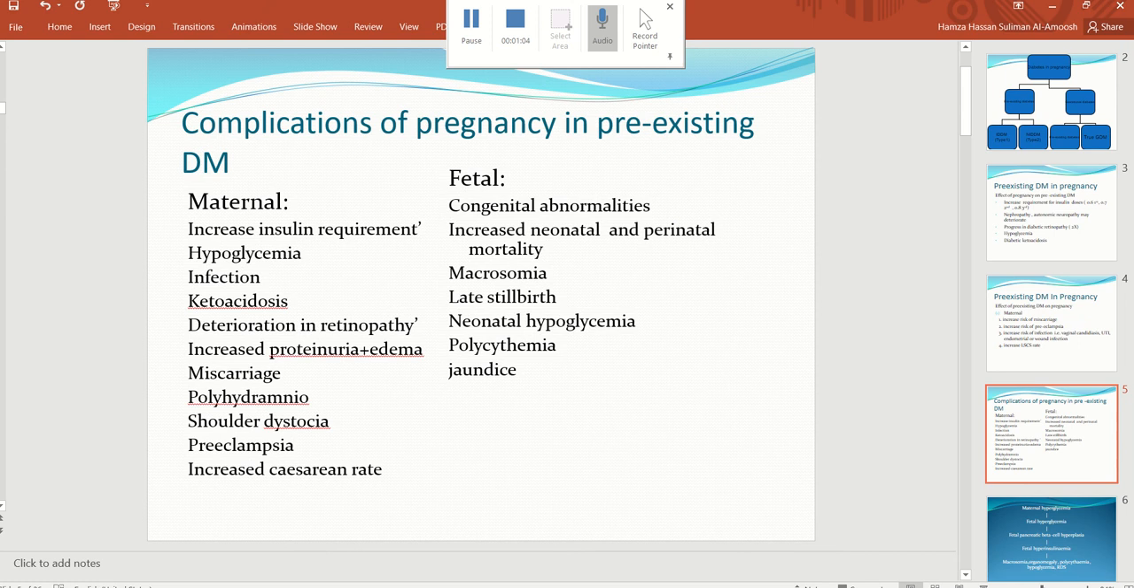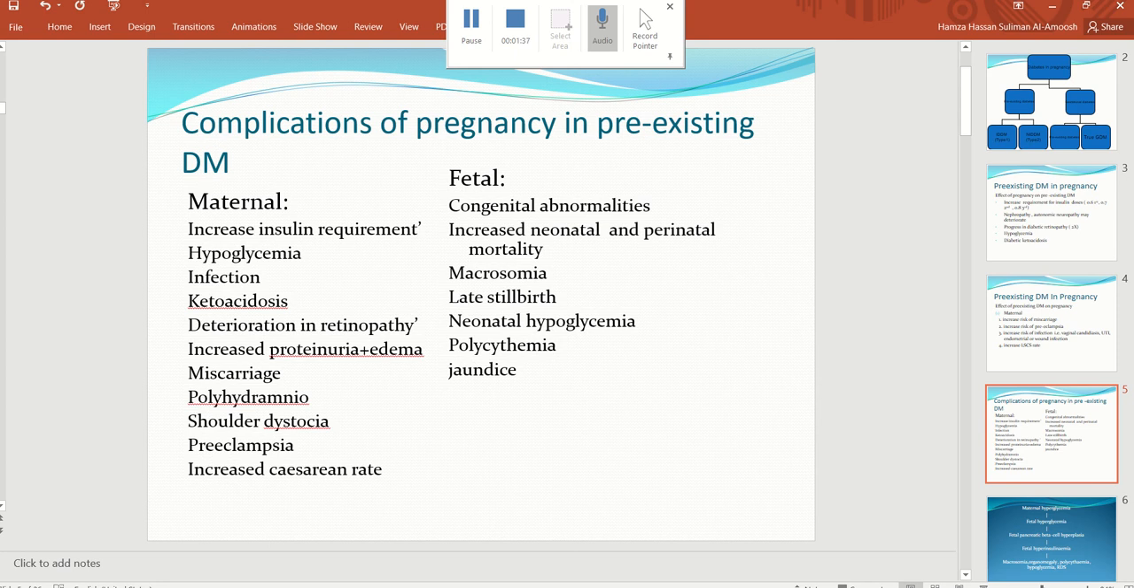It has two arms. One arm is the effect of diabetes on the mother and the other on the fetus. The effects on the mother: it increases the insulin requirement. It might cause hypoglycemia, infection like candidiasis, UTIs, ketoacidosis, deterioration of retinopathy, increased proteinuria and edema, miscarriage, polyhydramnios, shoulder dystocia, preeclampsia, and increase the incidence of cesarean section rate.